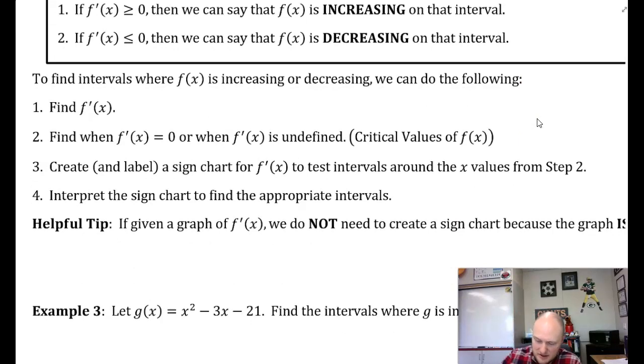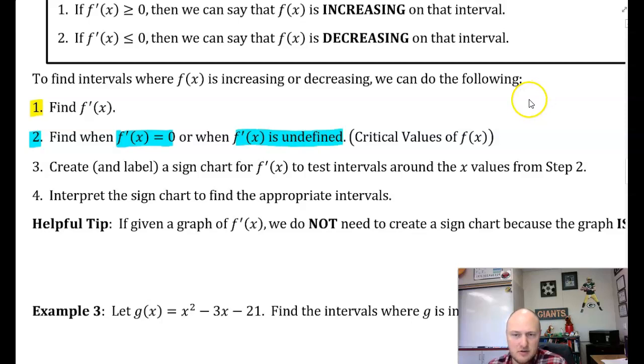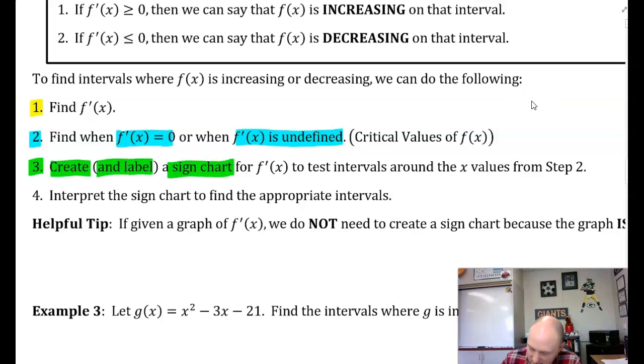Well, here are some steps. Step 1, you're going to find f prime of x. Step 2, when is f prime of x equal to 0 and when is f prime of x undefined? You need to investigate those. Number 3, you're going to create and label a sign chart for f prime, and then you're going to test the intervals. Number 4, you're going to interpret the sign chart and find the appropriate intervals, okay?